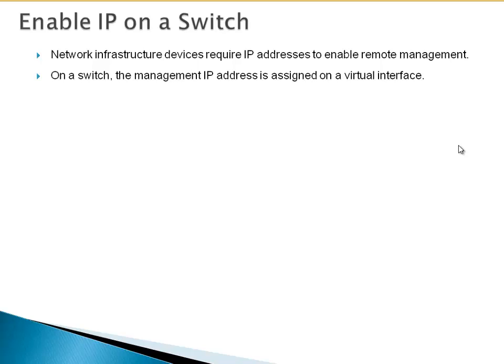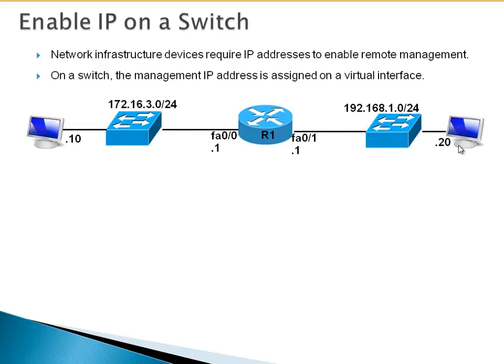It's not physical. We don't need to connect any cables to it or anything. It's virtual. It's in memory. Usually that's VLAN 1. We give an IP address to that VLAN interface, and we can manage the switch virtually.